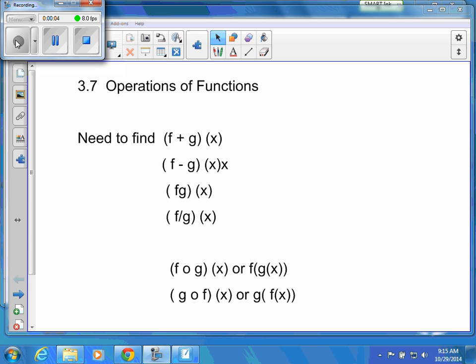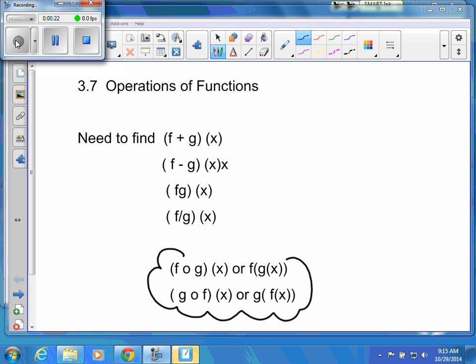Okay, today's section 3.7, operations of functions. We are going to learn how to deal with functions. We're going to learn how to add, subtract, multiply, and divide. We're also going to learn how to do compositions. Down here are the compositions.